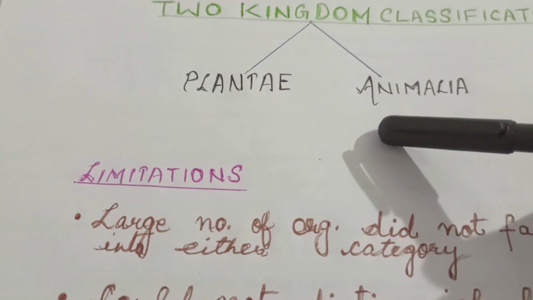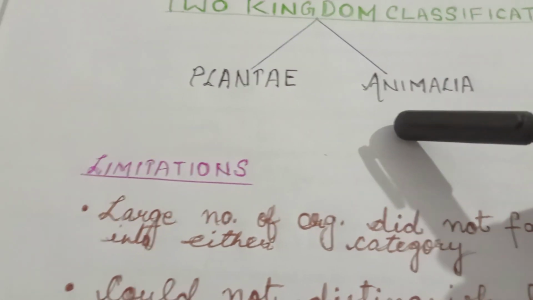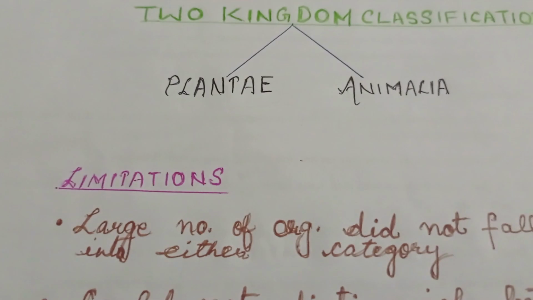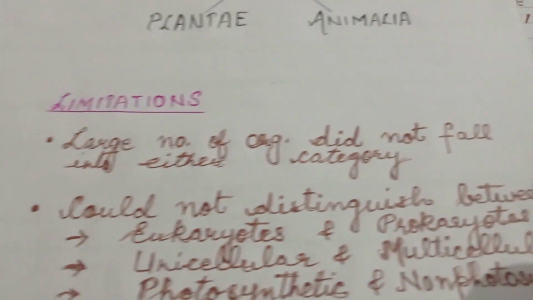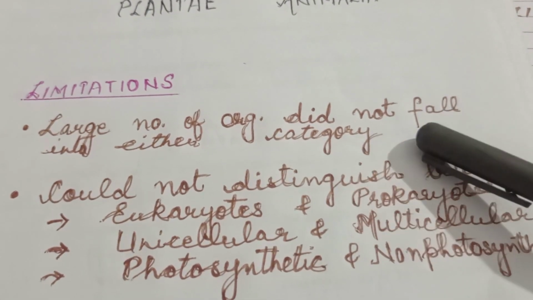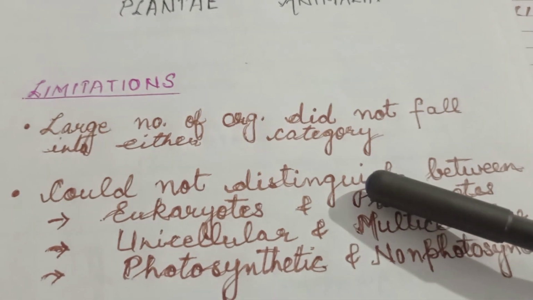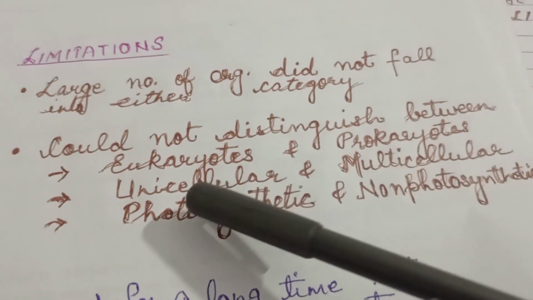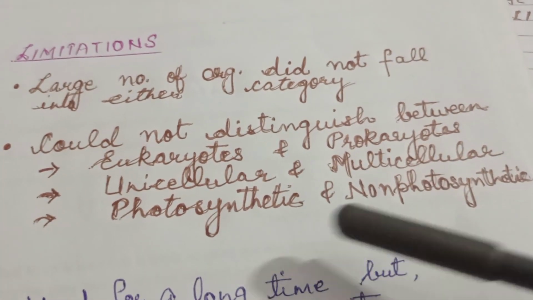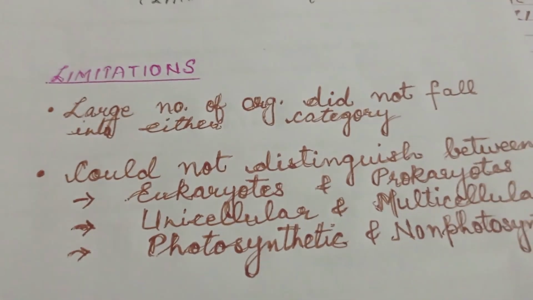Though this classification was used for a long time, it was found inadequate as it could not group the organisms properly. Let's take a simple look at the limitations of this classification. There are a large number of organisms which do not fall into either category. It could not distinguish between eukaryotes and prokaryotes, between unicellular and multicellular, between photosynthetic and non-photosynthetic. So these are the limitations of the two kingdom classification.